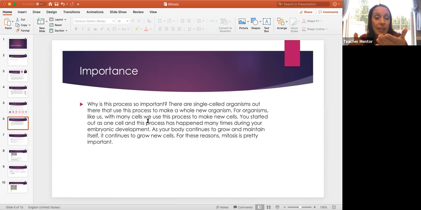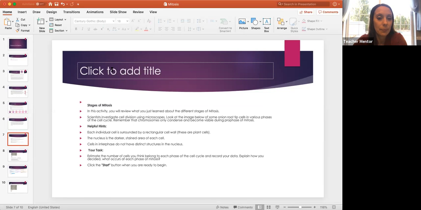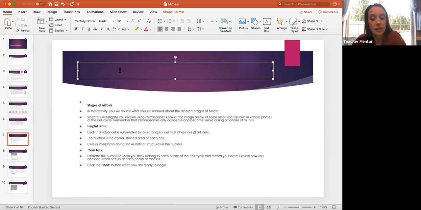So as you think about your life every day, the cells in your body are going through mitosis over and over and over and over again. Okay, your body is always producing new cells. Cells die, new cells are made. We continue to grow and develop. If we get injured, new cells are made. Okay. So let's take a look at this activity.